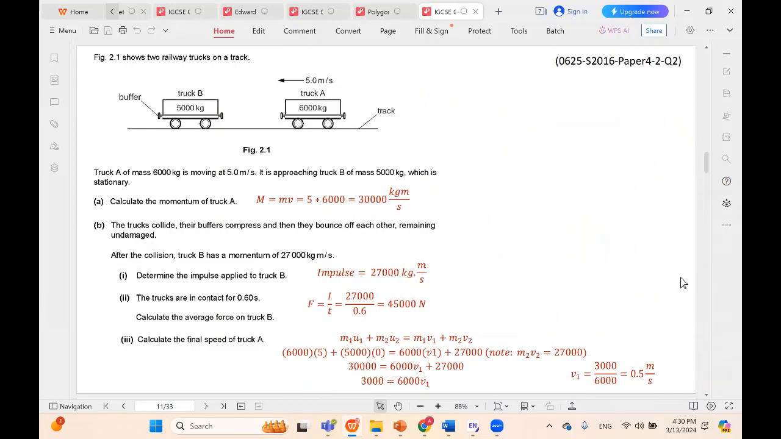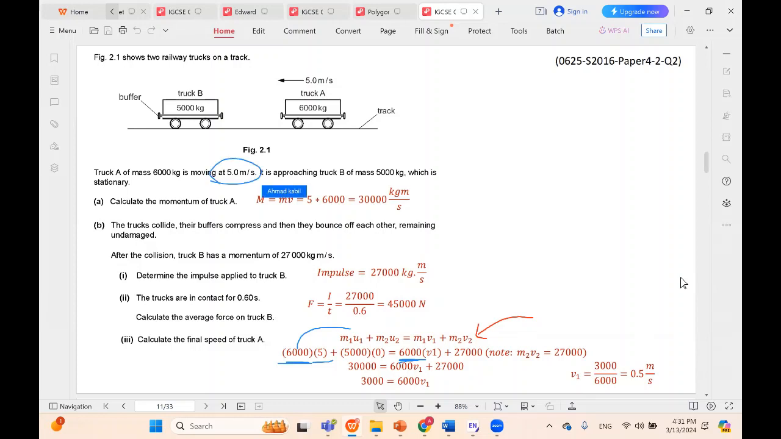There is a systematic way by simply writing down the equation m1u1 plus m2u2 equals m1v1 plus m2v2. And you plug in all the quantities that you're given. Of course, you know that mass 1 is 6,000, and this is the same before and after collision. So this is 6,000, and this is 6,000 as well. Now, u1 is the speed of A before the collision, and that is 5. That is given in the problem as 5.